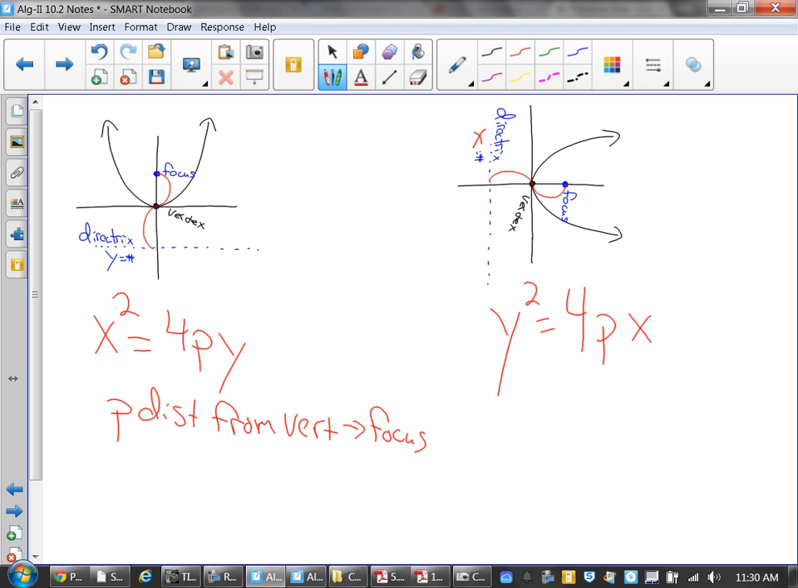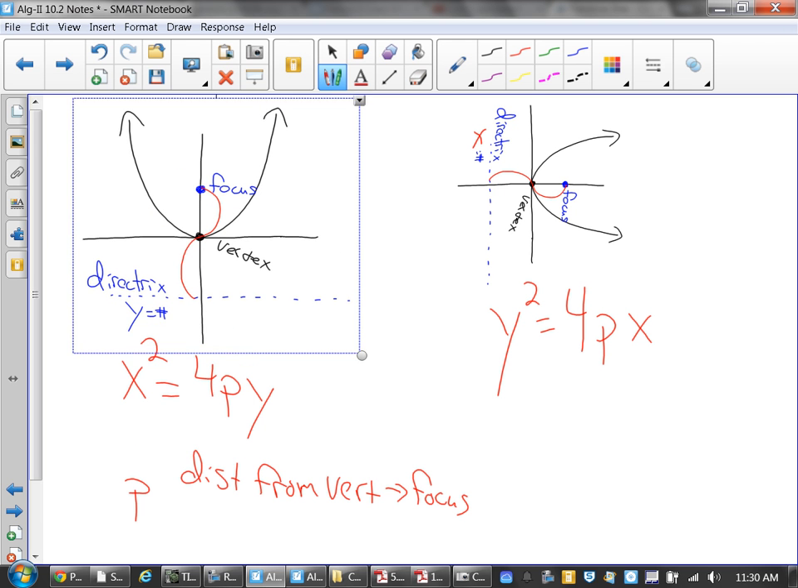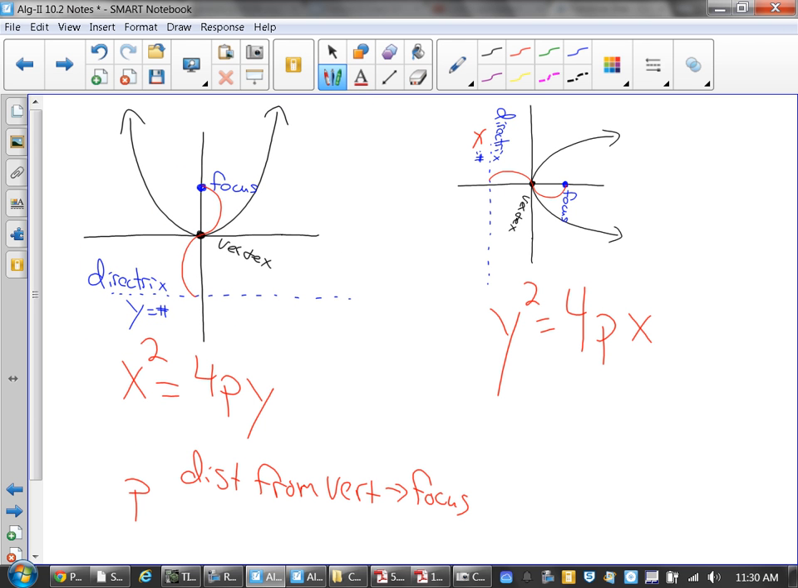Now, if I'm looking just at this basic equation here, where's my axis of symmetry on this one? Y equals 0 or x equals 0? Does everybody see how my axis of symmetry is at x equals 0 because I'm at the origin here? So my vertex is at 0, 0.